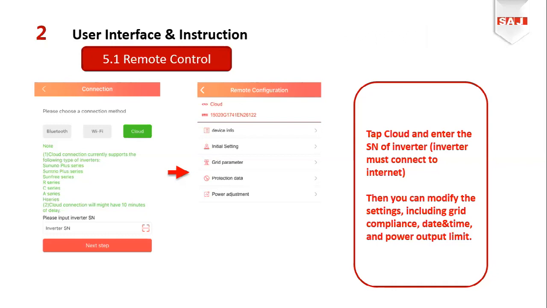Also the power adjustment. Power adjustment includes power limitation. You can set up the maximum output power of the inverter, and also the power factor of the inverter to adjust the active power or the reactive power here.